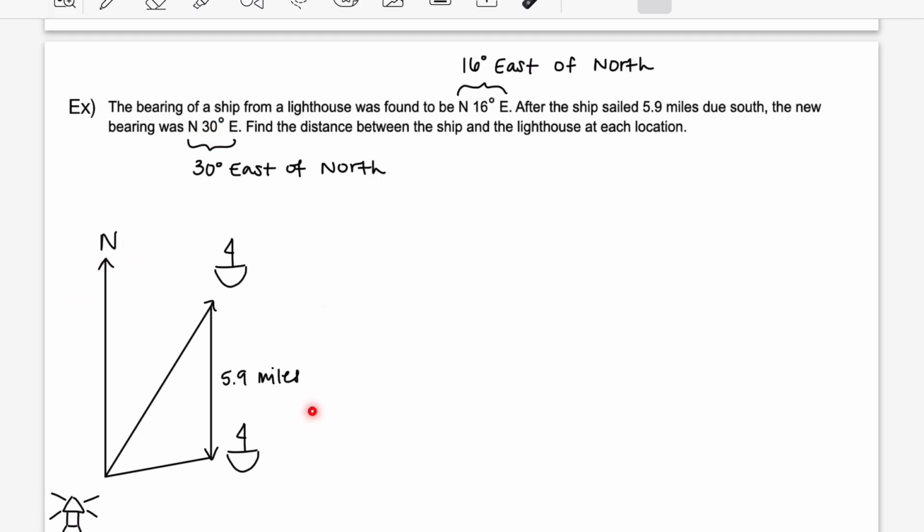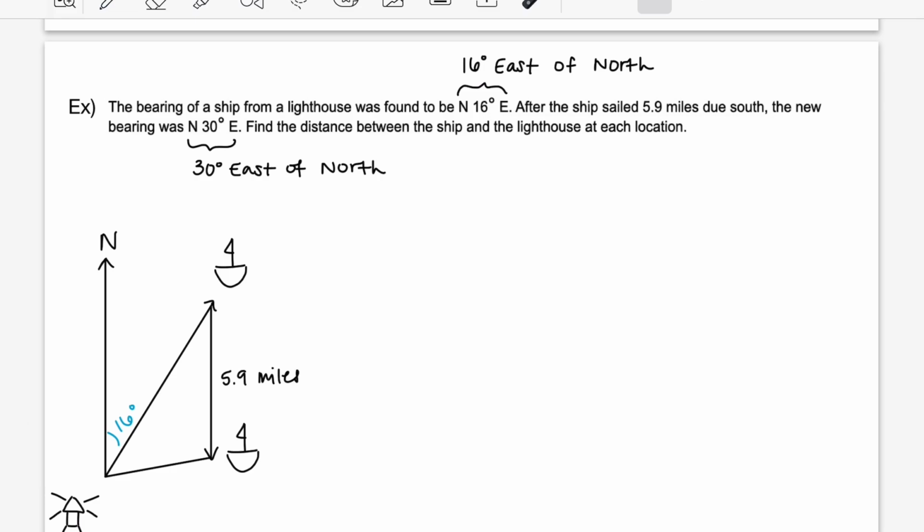So this diagram here represents just that. This is going to be due north, and this is our starting point of this lighthouse. So we're told that the first bearing is going to be 16 degrees east of north. So if this is north, we're moving in this direction here. We're moving to the east. So the ship is going to start here and move in the east direction, but only at 16 degrees east of north. So that means this angle here is going to be 16 degrees.